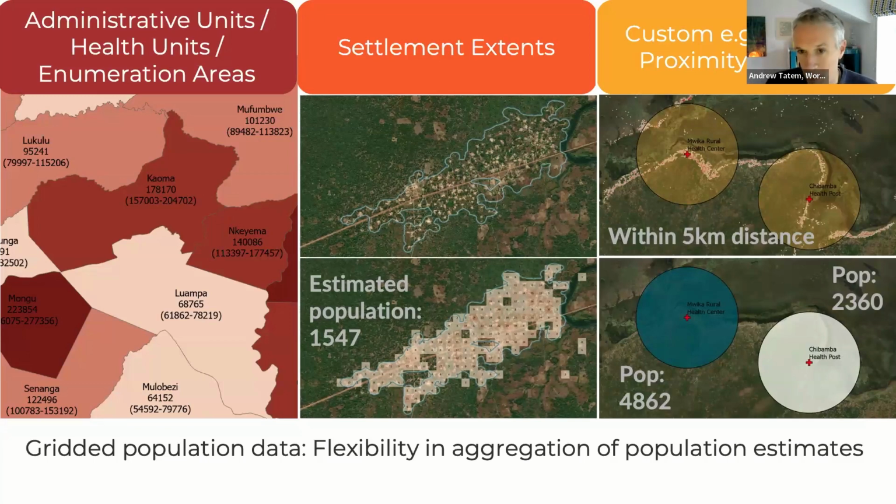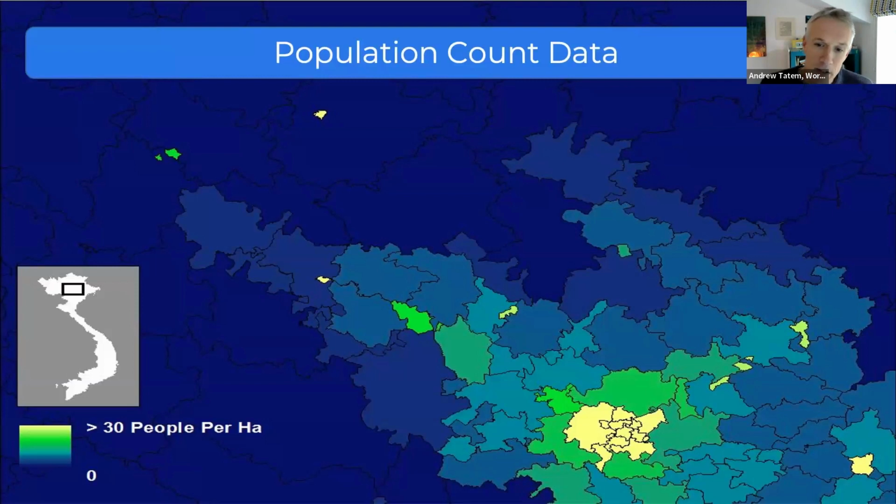And an example here in the case of what we're talking about today is being able to identify numbers of people within proximity of a certain feature or event. So the example here is health facilities, but what we're talking about today is obviously conflict events. Next slide, please. And just to visualize the process of one type of modeling that we're using in these analyses, here's an area of northern Vietnam.